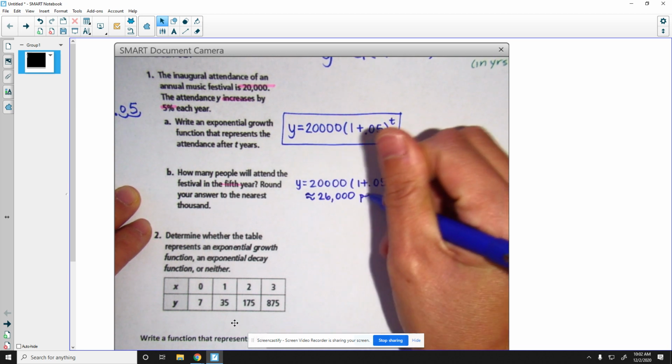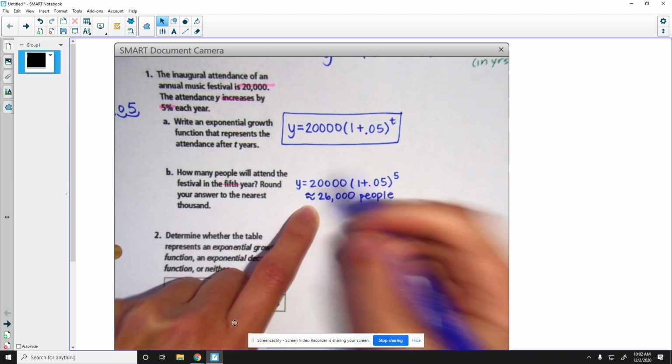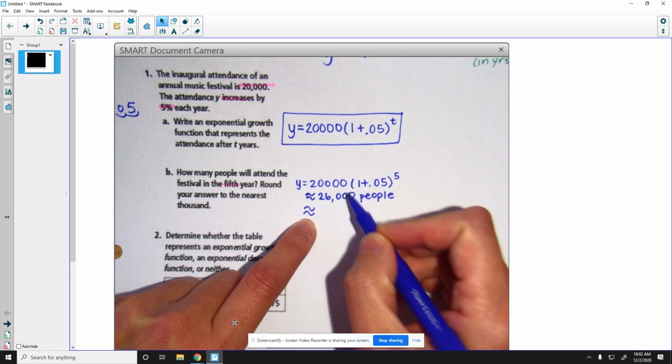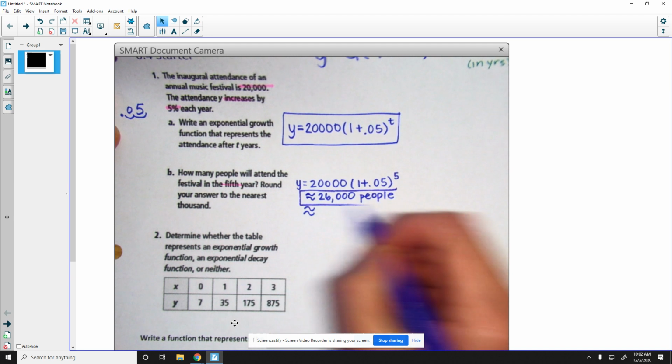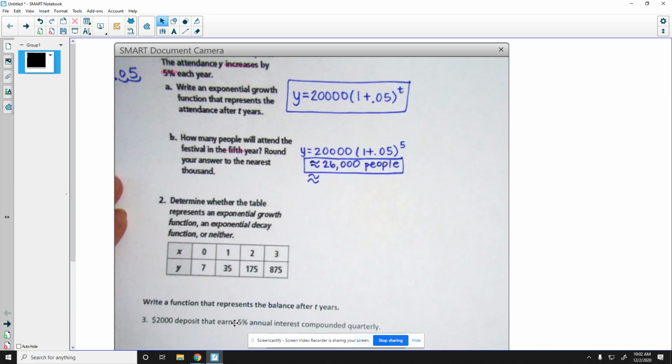26,000 people. Hey, by the way, guys, this right here is not an equal sign. When it looks like this, that means about. Like it's not exactly equal to 26,000. It's about 26,000. So that would be my answer. Okay, so hopefully we can do that by ourselves today. That's the most basic of what we learned.